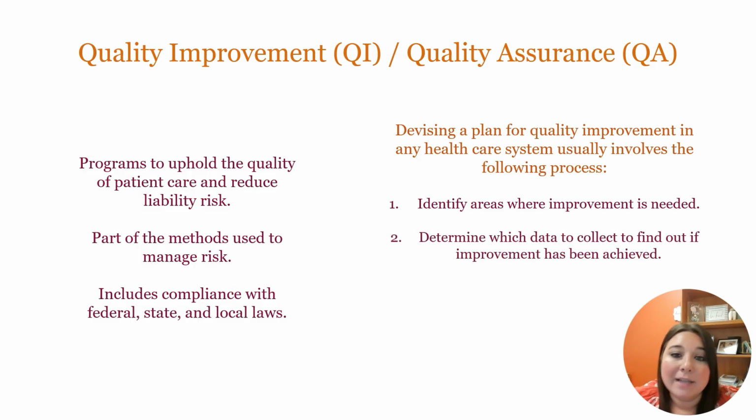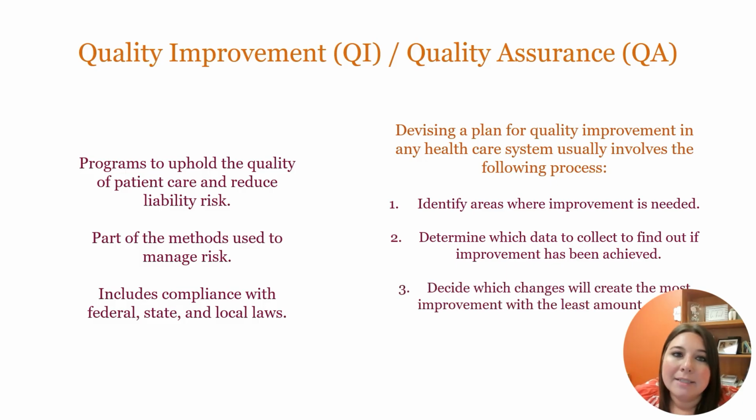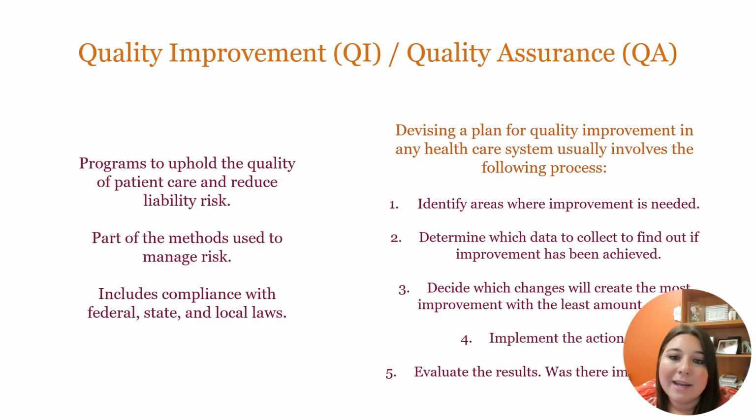Next, we need to determine which data we should be collecting to find out if improvement has been achieved. So we make those changes to our processes and then assess those changes in some way. Did it make things better? Did it keep things the same? Or did it make it worse? Next, we need to decide which changes will create the most improvement with the least amount of effort. Then we implement the action and evaluate the results. Was there actually improvement?